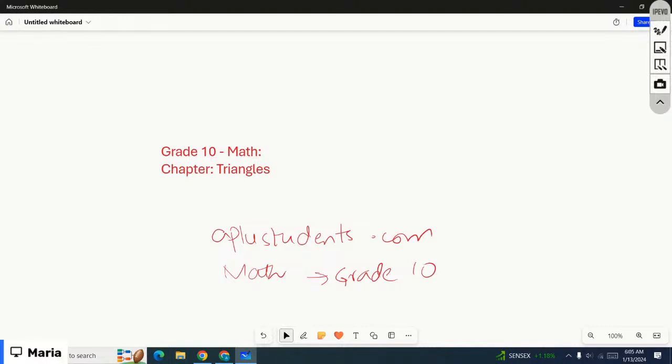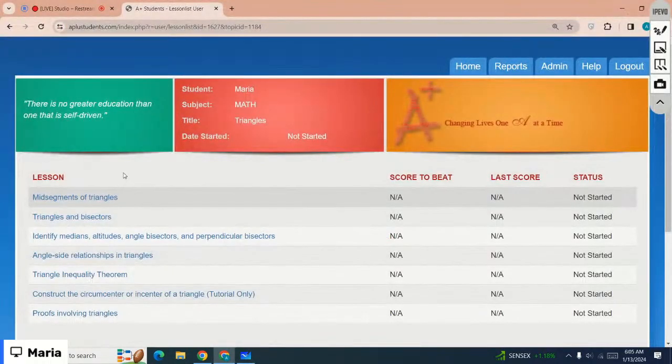We're going to start with the chapter triangles, right? So please make sure you have your notebook and pencil so that you can note down the important examples and definitions as well. Let's just start with the chapter triangles. Here I am on the chapter triangles. Let's start with the first lesson, that is mid segments of triangle.